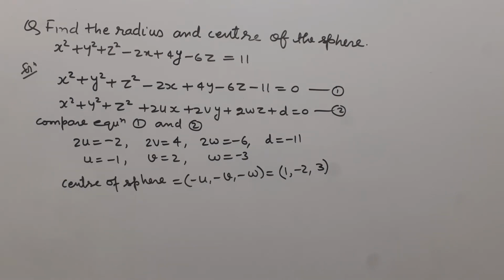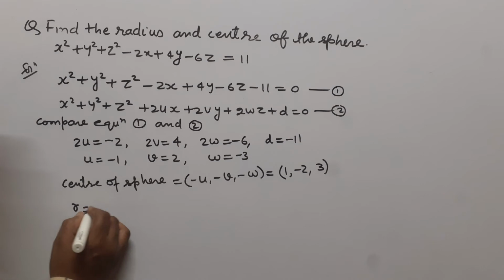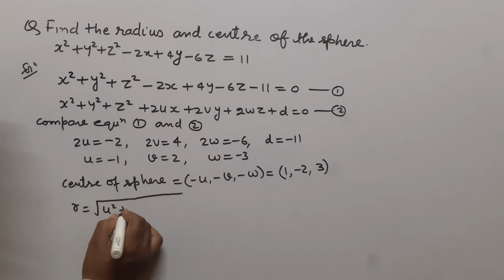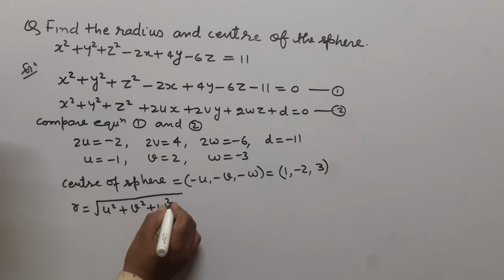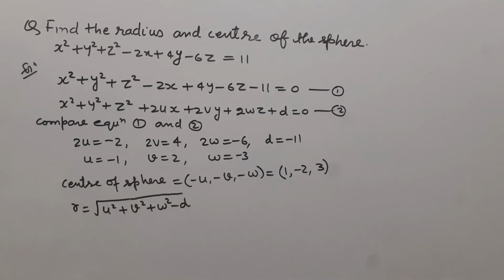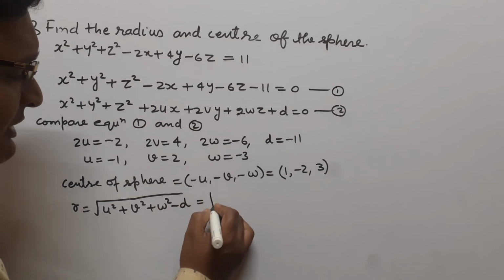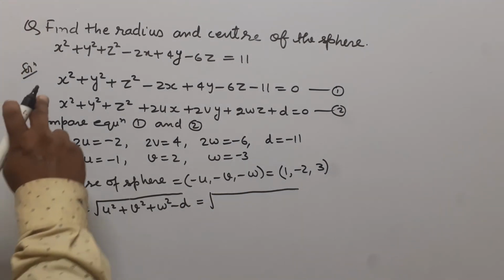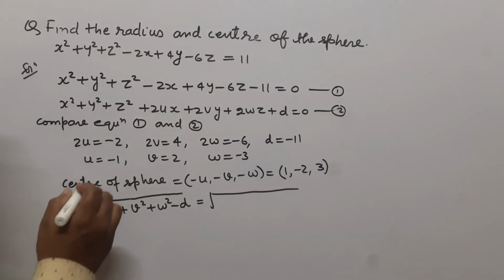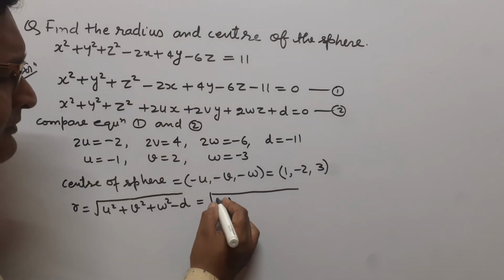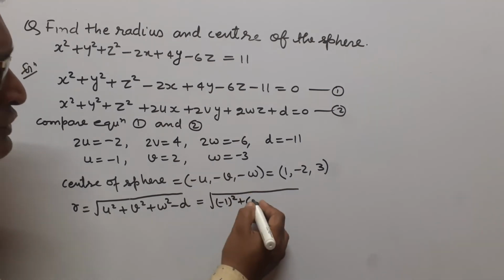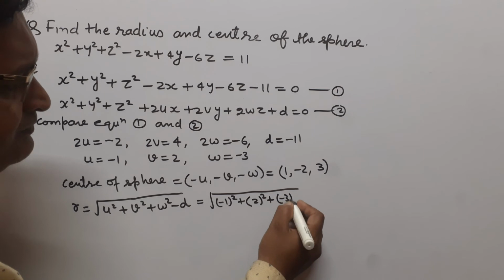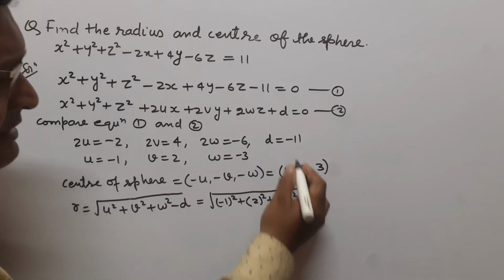Now we find the radius of the sphere. So r, the radius of the sphere, is equal to √(u² + v² + w² − d). Now we put in the values of u, v, w, d and simplify to get the radius of the given sphere. The value of u is −1, v is 2, w is −3, and d is −11.